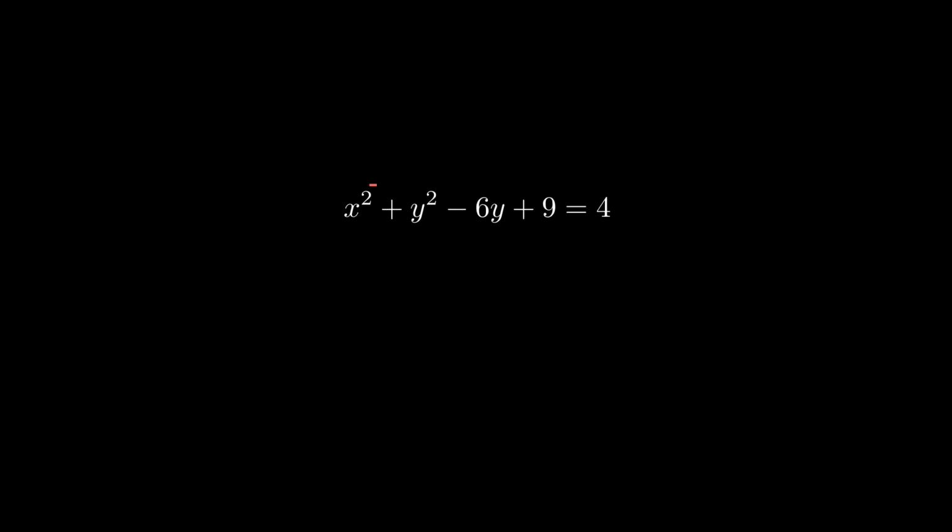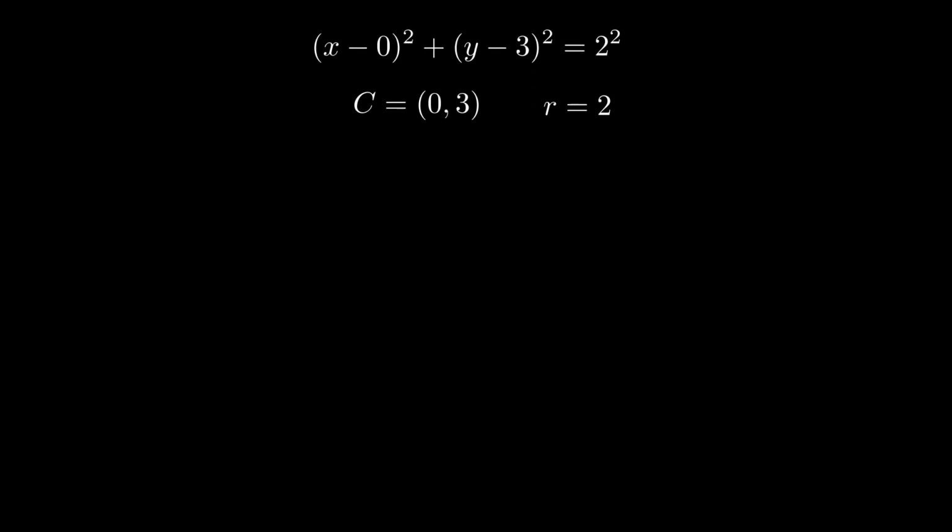We can express x squared as x minus 0, the whole squared, and y squared minus 6y plus 9 as y minus 3, the whole squared. Now, 4 can be written as 2 squared. We transform the equation into the completing the square form, which helps us find its center and radius. The center's coordinates are 0, 3, and the radius is 2.